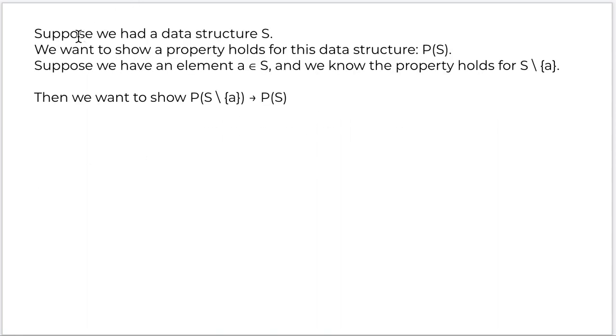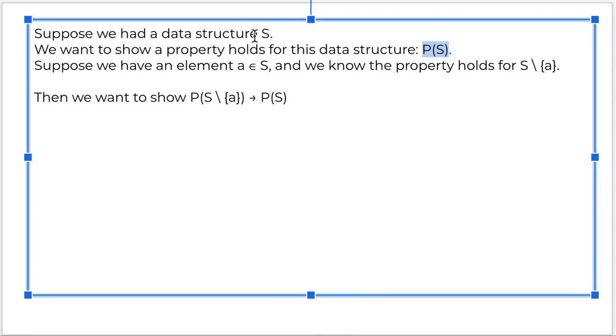Now what we're going to see is that if you want to prove p of n for some arbitrary n, and we know that p of n minus 1 implies p of n, then we should focus on proving p of n minus 1, right? So we are using the same logic but thinking in a more recursive manner. Suppose we have a data structure S. We want to show a property holds for the data structure, that is p of S. So this is a proposition p on the data structure S. Suppose we have an element A that belongs to S, and we need to show that the property holds. We know that it holds for the set S minus the element A, right? Then we have to show that p of S minus A implies that p of S is true. This is what we've been doing, right? You have a whole data structure S, remove one element, and you know that it holds for that. So this is p of n minus 1, and you prove p of n.